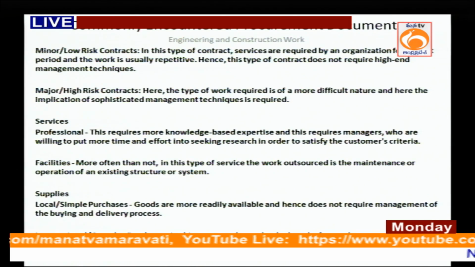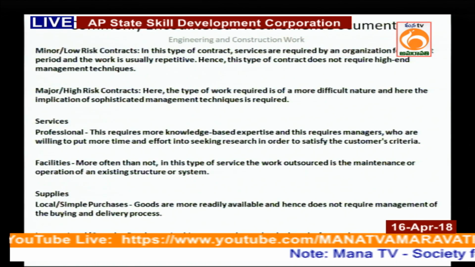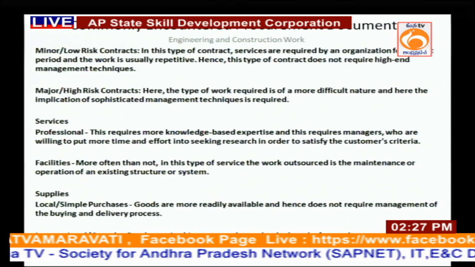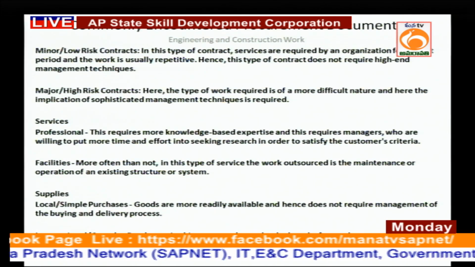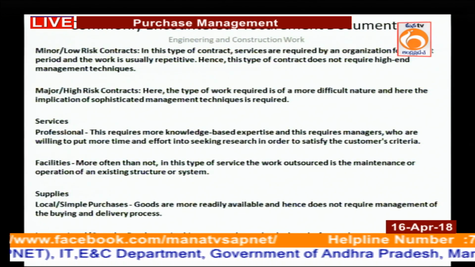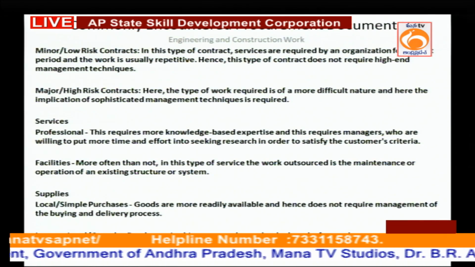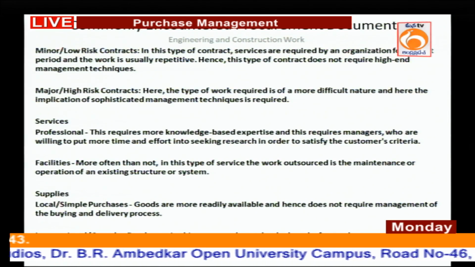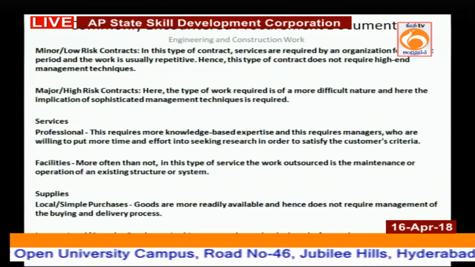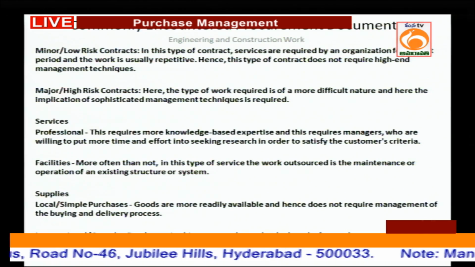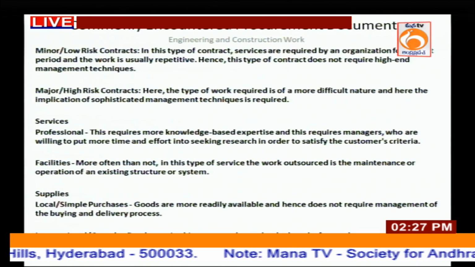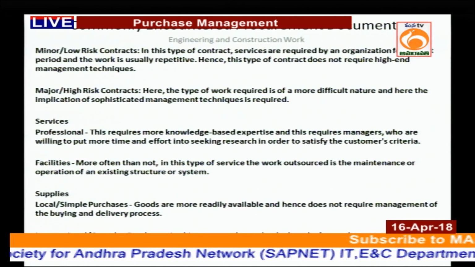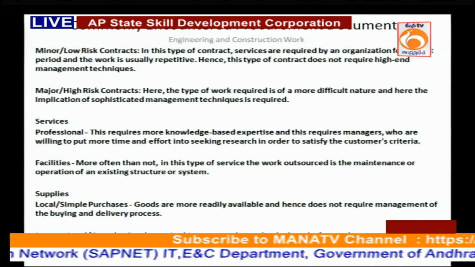Again we go back to the procurement documents, low risk contract, major risk contracts. So, services, professionals, facilities, supplies, international complex purchases. So, the various kinds of procurement documents, and as you can see from the slide itself, what is the type of purchase happening? Am I purchasing something which does not have too much of a risk involved? That means it can be replaced very easily. Even if it gets lost or damaged or stolen, nothing critical would happen.